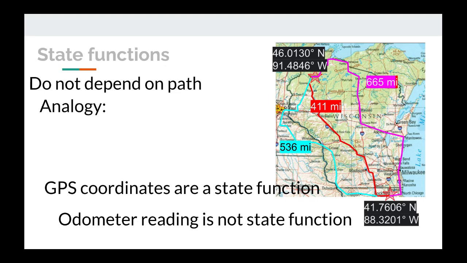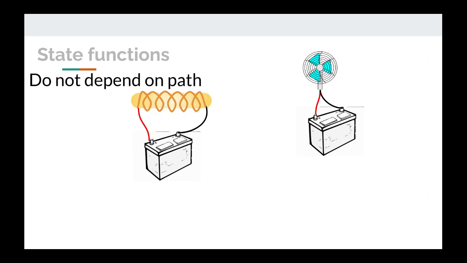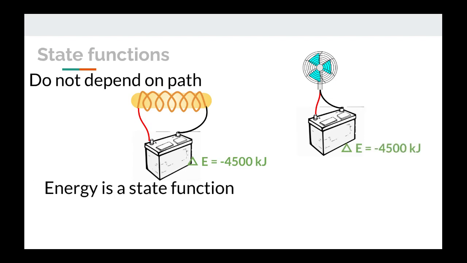Okay, so let's leave the map behind and look at something involving energy. Imagine I have a car battery that's fully charged up, and then I fully discharge that car battery in two ways. One is I just hook up a bare wire and just let it get super duper hot until the battery's dead. Or I could hook up the wires from an electric fan and let the fan blow until the battery is dead. In both cases, the total change in energy that I would experience is the same. However much energy was stored in the battery, which would be about 4,500 kilojoules, I lost all of it.